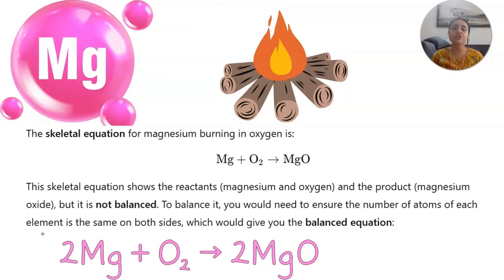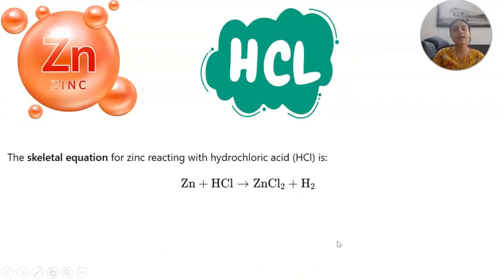So here magnesium ribbon is going to combine with or react with oxygen, or it's burning. So always remember the burning gas is oxygen gas. So you can see this is the skeletal equation, and then you balance it out and it becomes the balanced equation. Similarly, there is one more example which is unbalanced. Let us see if we can balance it out or not. So this one is zinc, which is going to combine with hydrochloric acid. So it is forming what?